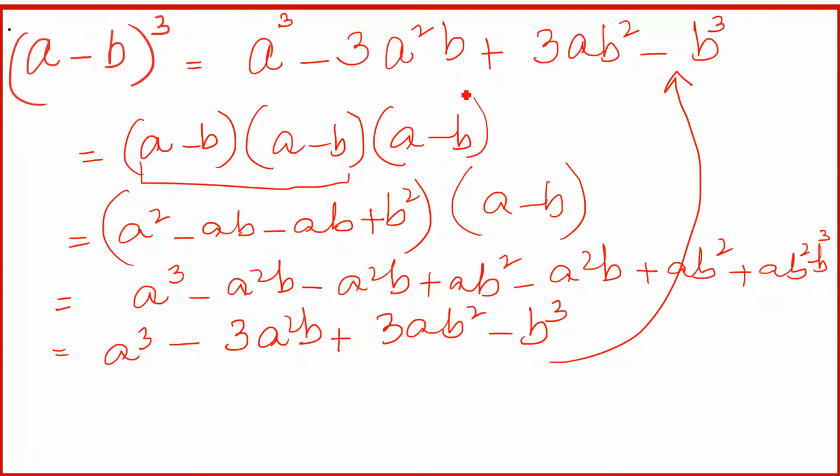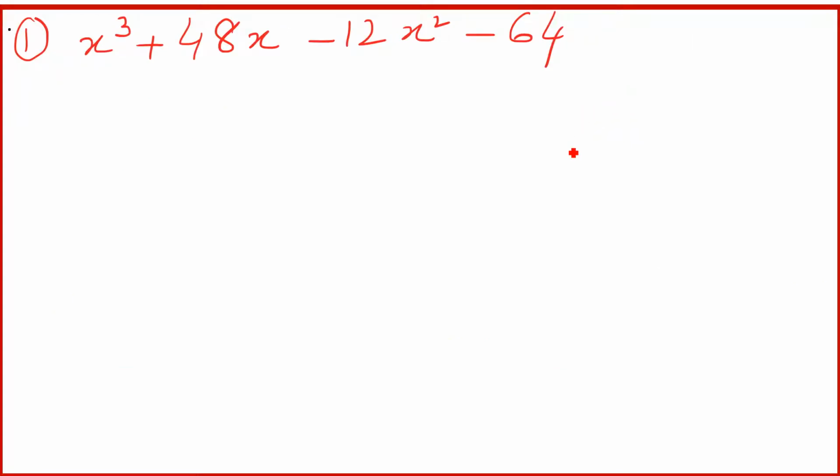But for the factorization, these formulas you have to memorize one more time. If it is a plus b whole cube, all signs are positive. If it is a minus b whole cube, the signs alternate: first positive, negative, positive, negative. Now we will solve some questions, right?